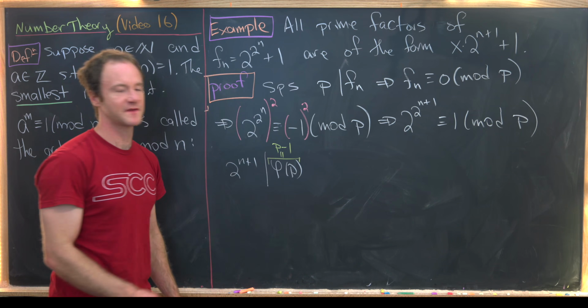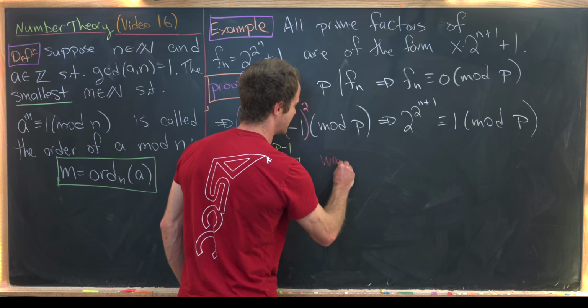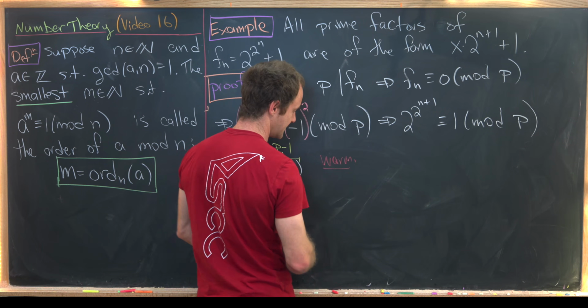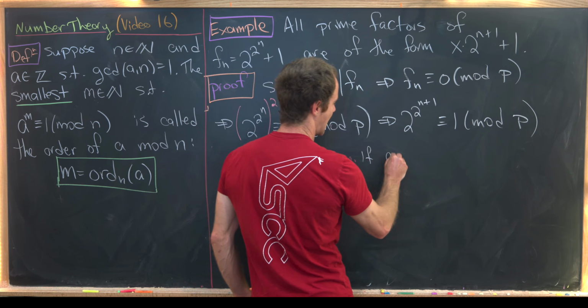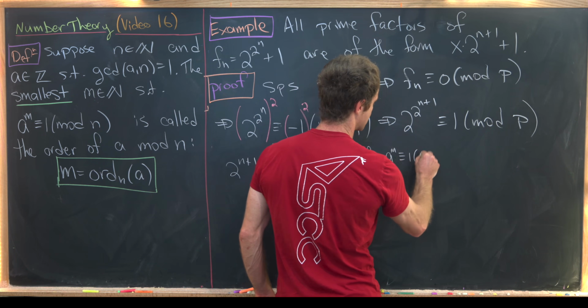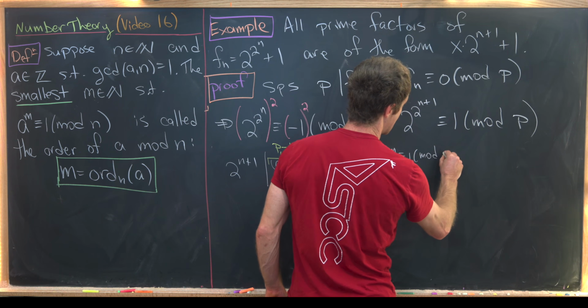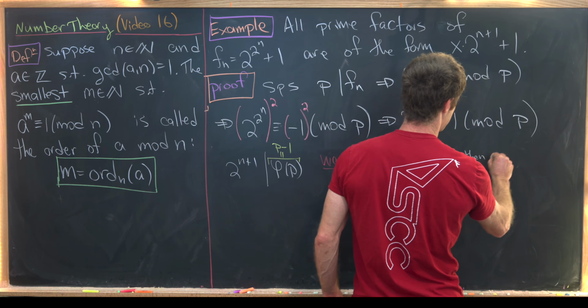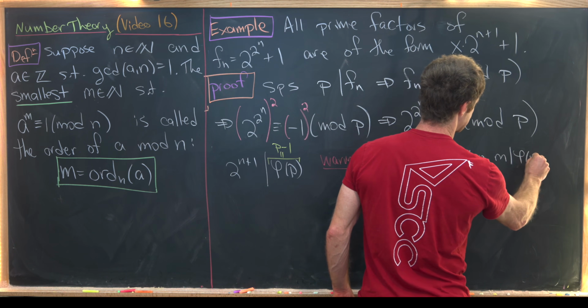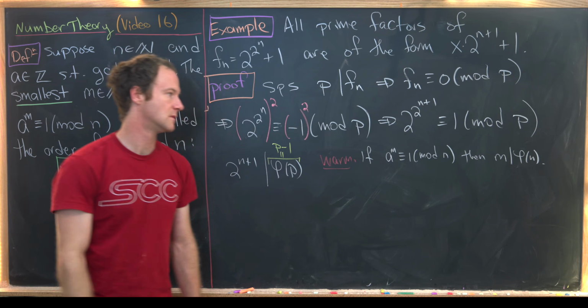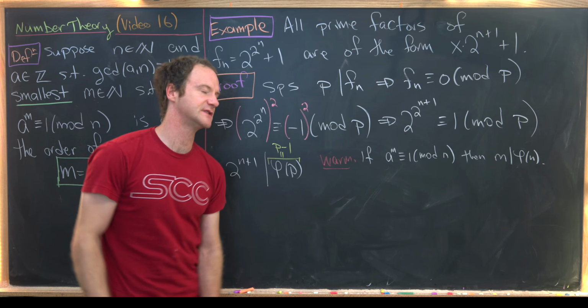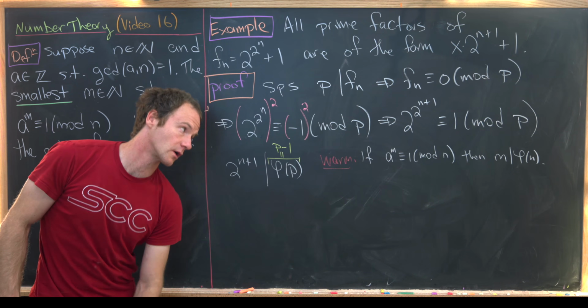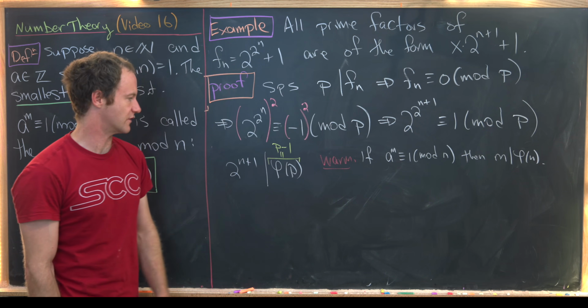So if you're worried about this step, let's leave it as a little bit of a warm-up exercise. And that is: if a to the m is congruent to 1 mod n, then m divides phi of n. Notice here we're not using the fact that m is the order. It could also be a multiple of the order.